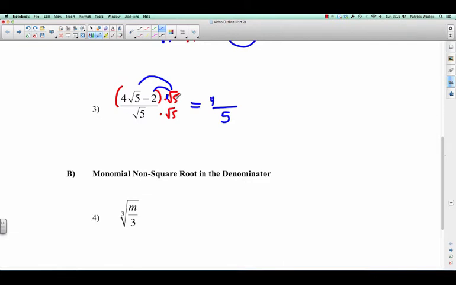And root 5 times root 5 is 5. So you're going to end up with 4 times 5 there. And then for the other term, we have negative 2 times 1, which is negative 2, and we still have the root 5. Okay, 4 times 5 is 20. Take away 2 root 5, all divided by 5. Finished.